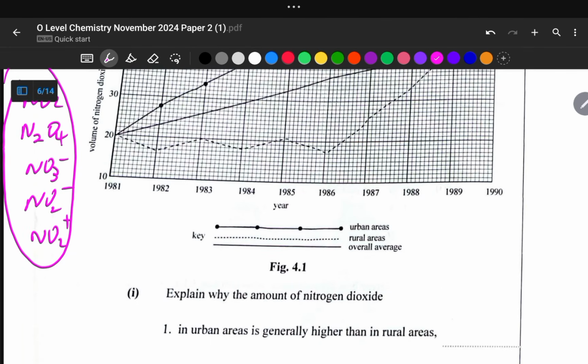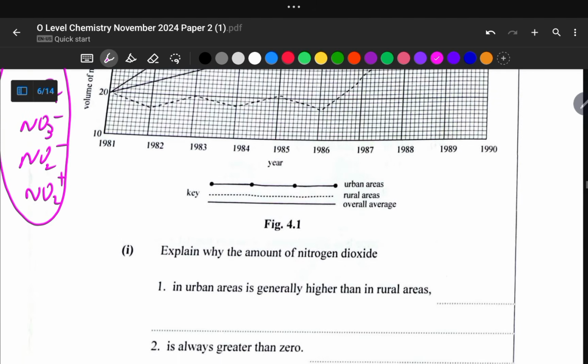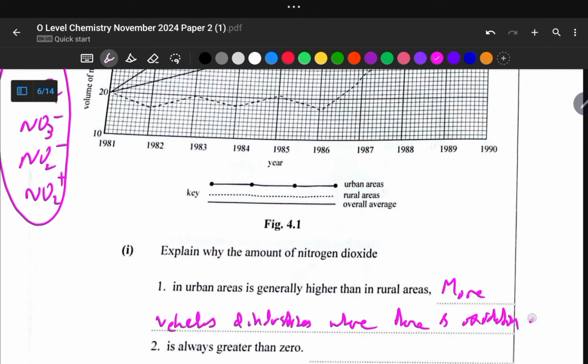Alright, so explain why the amount of nitrogen dioxide in urban areas is generally higher than in rural areas. So in urban areas, we've got more vehicles which produce nitrogen dioxide from the oxidation of nitrogen, right? And also in the industries. So more vehicles and industries where there is oxidation of nitrogen. So in the engines, that's where the nitrogen dioxide is produced, right?